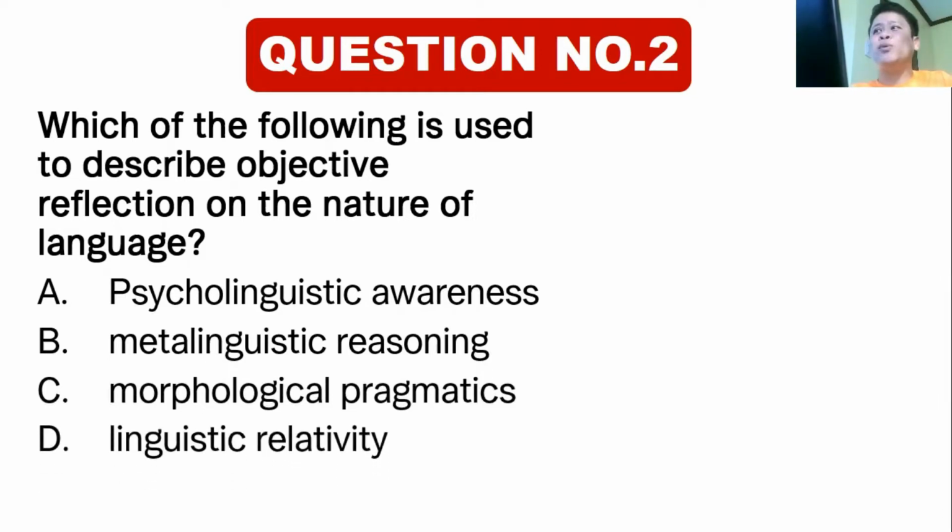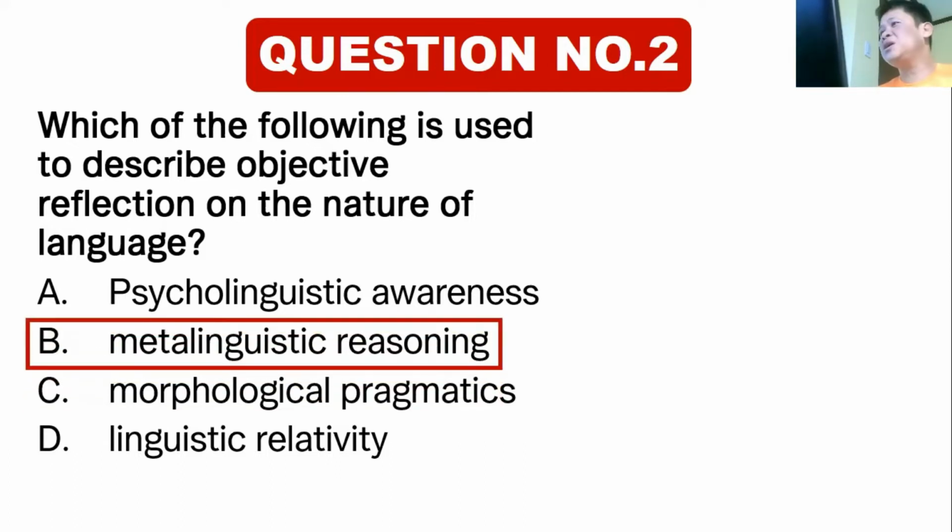Again, which of the following is used to describe objective reflection on the nature of language? A, psycholinguistic awareness. B, metalinguistic reasoning. C, morphological pragmatics. D, linguistic relativity. The correct answer is letter B, metalinguistic reasoning.